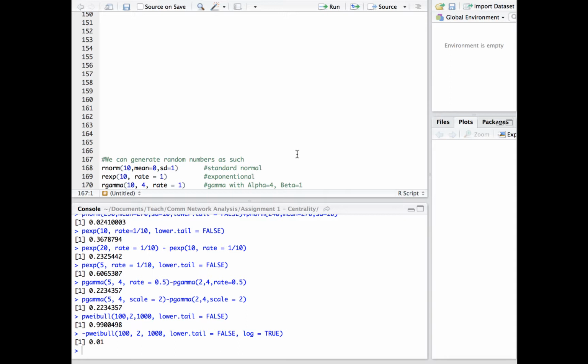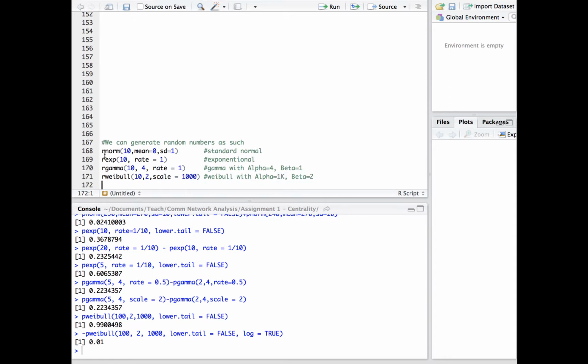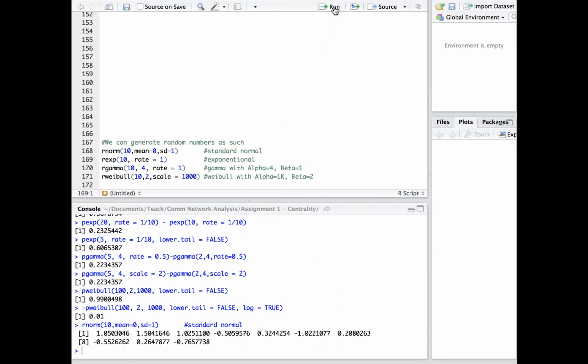Alrighty, we're going to cover one more thing, which is generating random numbers. And I just think this is interesting. So before we used pnorm, pexp, pgamma, well now what we're going to use are the r functions, right? If we use rnorm, this is generating random normal numbers. If I just run that real quick, you'll see that this generates 10, that's the parameter there, random normal variables with a mean of 0 and a standard deviation of 1.